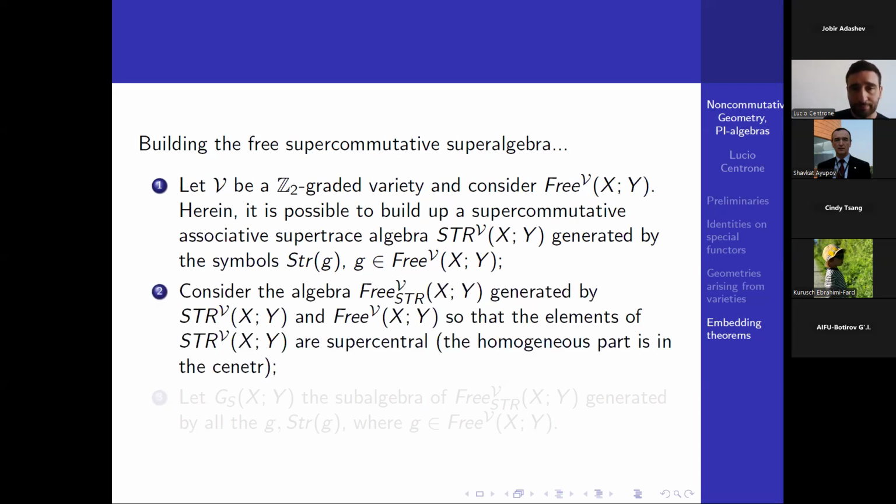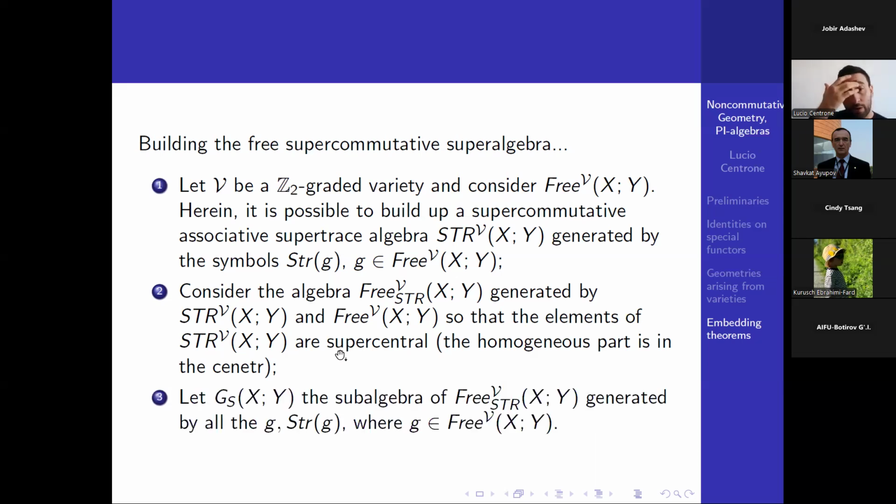Then we go further and we consider the algebra free STR generated by this one and the free algebra. So, well, of course, we do need something more. The elements here are to be supercentral. This will play the role of the scalars inside the trace. In few words, we are constructing a new algebra having as coefficients, as scalars, the elements inside this one. And finally, we consider a subalgebra of what we constructed just before, generated by all elements strg and g.